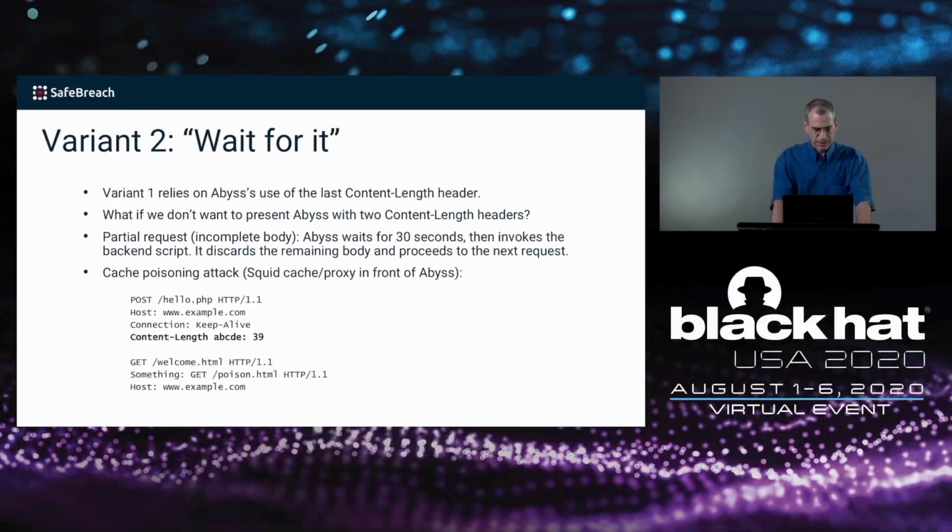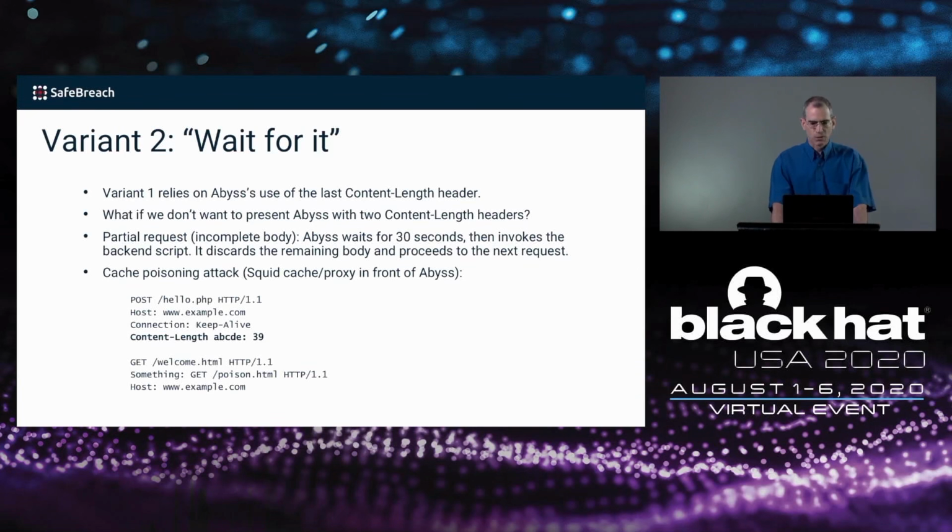And by partial, I mean that the full body bytes were not yet received. So Abyss in such a case will wait 30 seconds, and then it will invoke the backend script and provide the proxy or the client with the data that this script generated. And after additional bytes are received in the TCP connection, they will be silently discarded until the full body is read. And then Abyss will start parsing the next request.